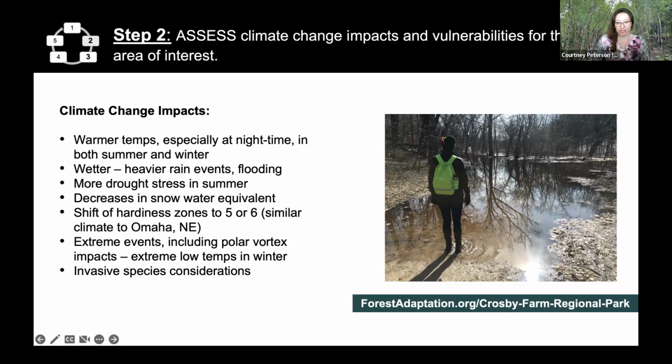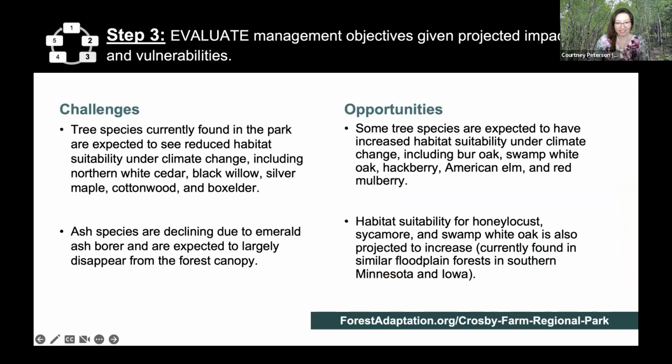So the climate for St. Paul is going to be more similar to that of Omaha, Nebraska by the end of the century. And we're starting to experience some extreme events, such as the polar vortex and extremely low temperatures in the winter. And again, there are those invasive species considerations with some of those understory plants outcompeting the native vegetation and regeneration. So that led us to think about what some of those different challenges and opportunities are for achieving those management goals of that diverse stratified canopy, cottonwood habitat, and maintaining ash and elm.